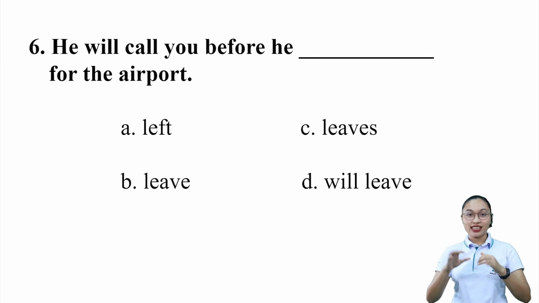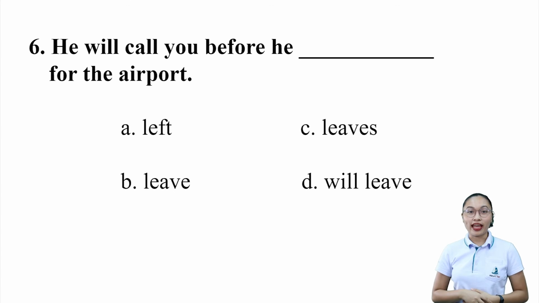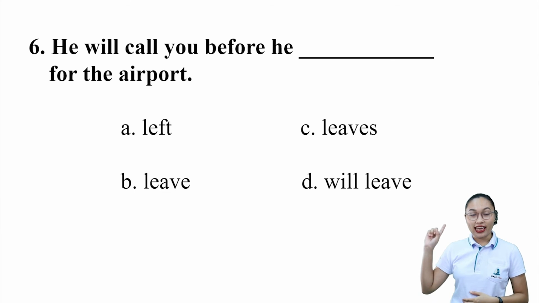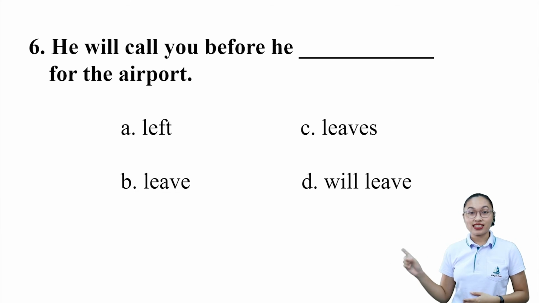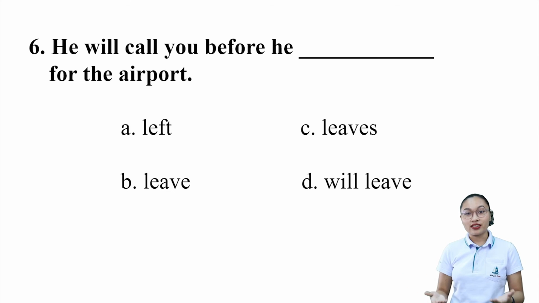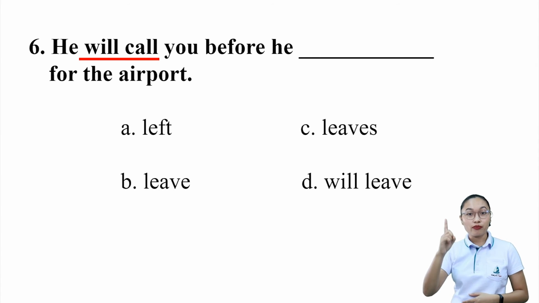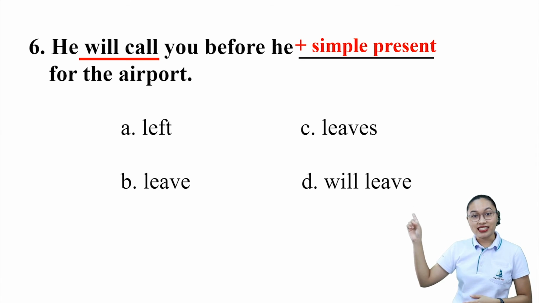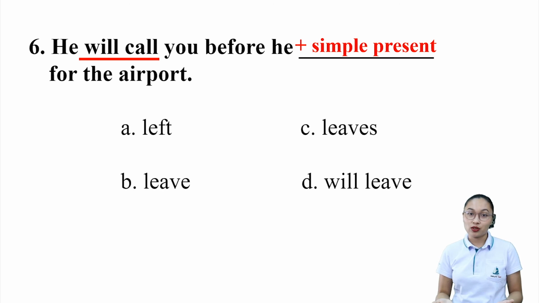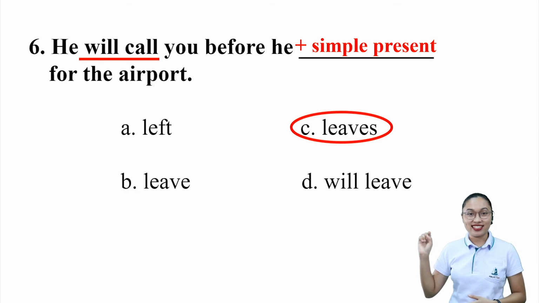Number 6. He will call you before he blank for the airport. A, left; B, leave; C, leaves; or D, will leave. Here, the verb in the main clause is in the future tense. Remember, we use present tense in the time clause when we talk about the future. Therefore, the answer is C, leaves.